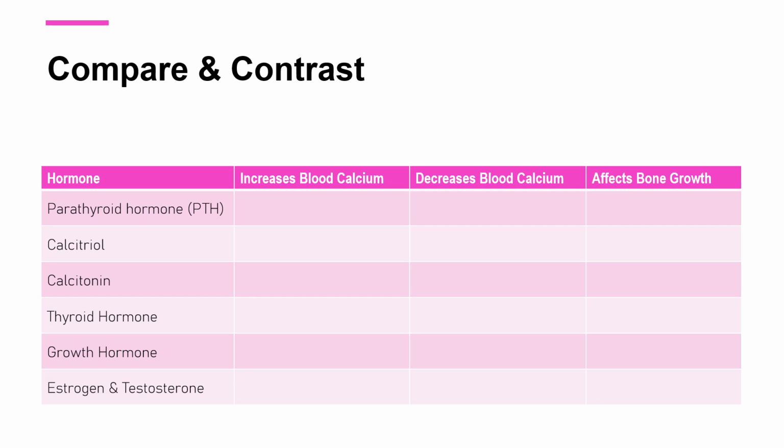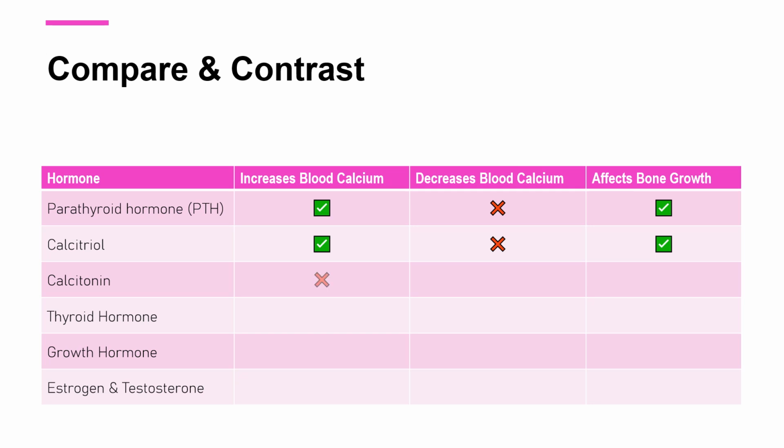All right, so on this slide, we're going to compare and contrast our hormones as we continue to learn about them. And the things that we're concerned about is whether it's going to increase or decrease blood calcium levels and if it affects the bones. And I can tell you just from the beginning here that there are two hormones that are going to increase blood calcium levels, and it's going to be these first two, parathyroid hormone and calcitriol. And yes, they will also affect bone growth as a result.